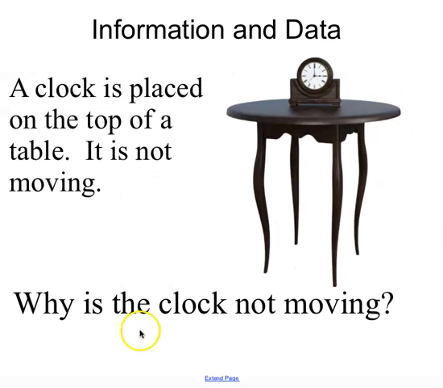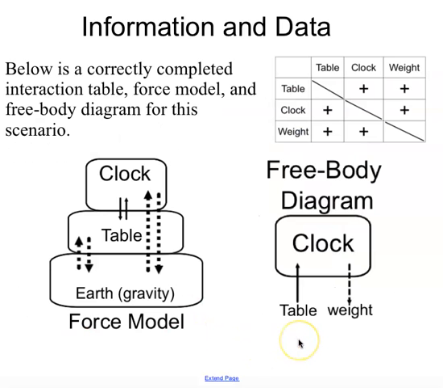Now I'm going to restate my question and my answer. The clock is not moving because the vertical force of the table is balanced with the vertical force of the weight. And there are no horizontal forces acting on the clock. So again, I answered it completely and it's in one sentence. I talked both about the table and the weight.